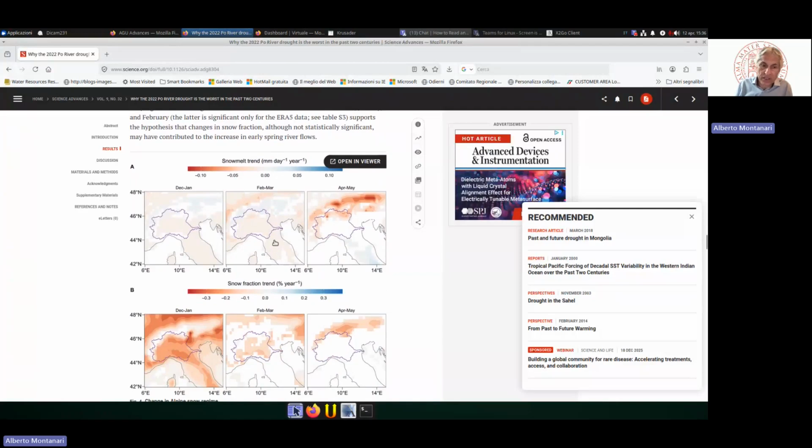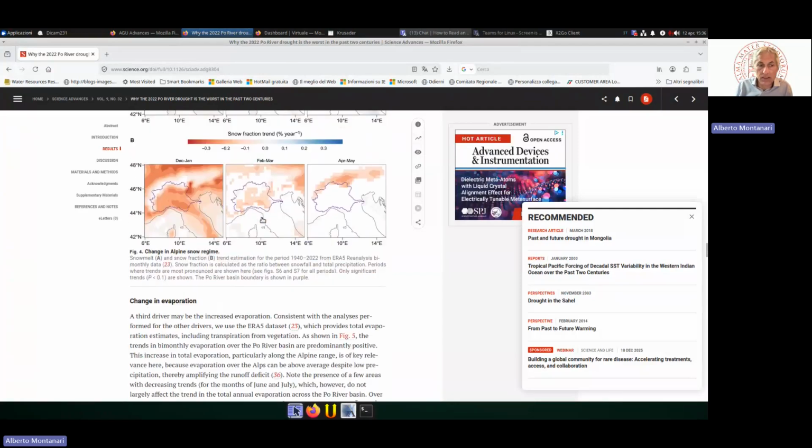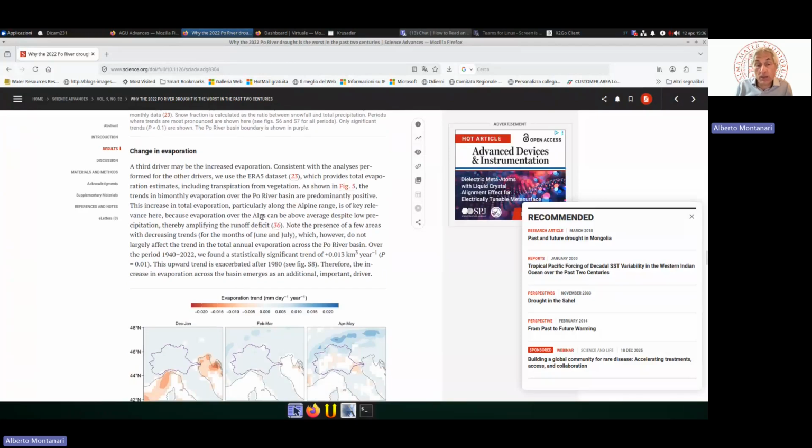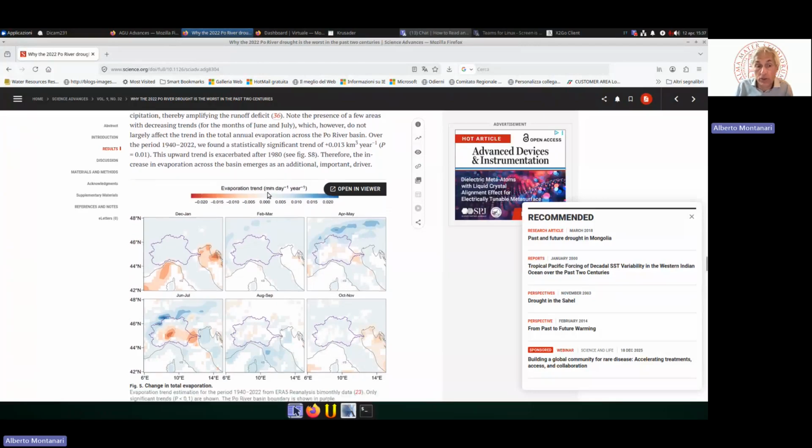Then this figure confirms that there is anticipated snowmelt, and then one may say, okay, but maybe it's also a change in evaporation that is, after global warming, is causing this decrease of the river flow. And here we prove that evaporation is not changed much, and we explain what are the data that we have used to make this estimation.